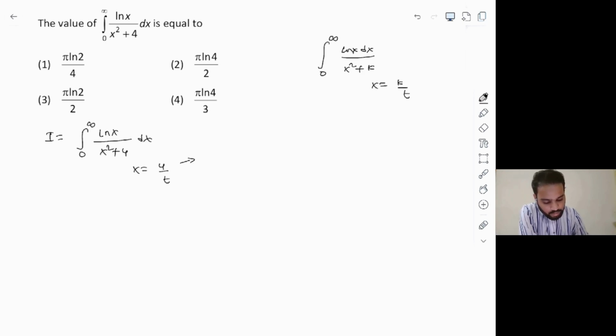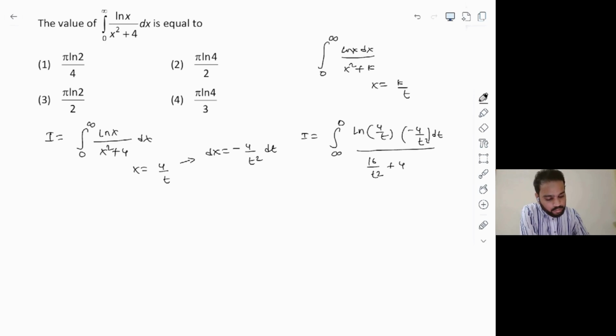If you put x equal to 4 by t, I can say that dx will be equal to minus 4 by t square dt. So the question changes to I equals integral. Now the limits also will be changed obviously, right? Because if you put x equals 0, you get infinity, and then if you put x equals infinity, you get 0. So limits will be interchanged. And this will be ln of 4 divided by t, and dx value is minus 4 by t square dt, whole divided by x square, which is 16 by t square plus 4.